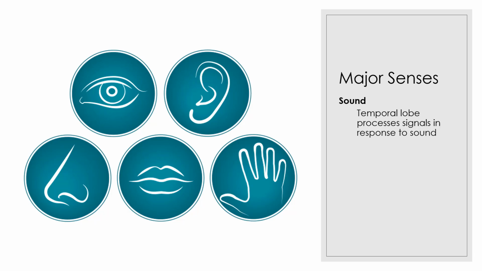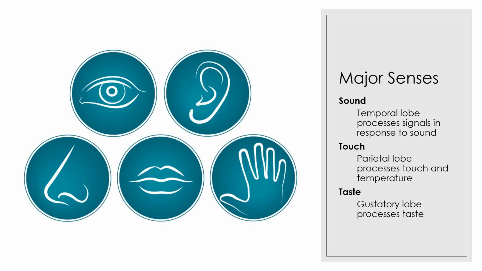Signals in response to sound are sent to the temporal lobe. The parietal lobe processes touch and temperature. And then the gustatory cortex, which is part of the parietal lobe, processes taste.